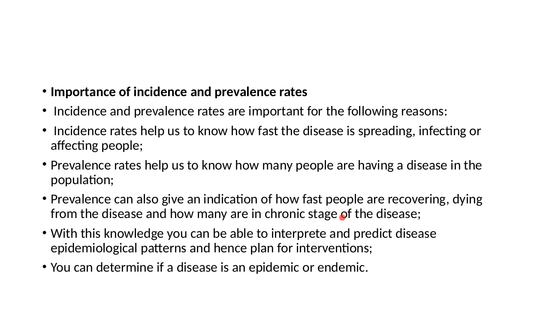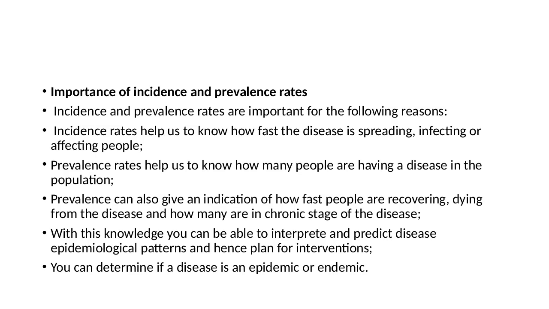So you can determine if a disease is an epidemic or endemic by use of the prevalence or incidence rates. So those are the two types of rates that you normally use. Remember, we have incidence rates and prevalence rates. And those are the examples of the rates that you normally have.